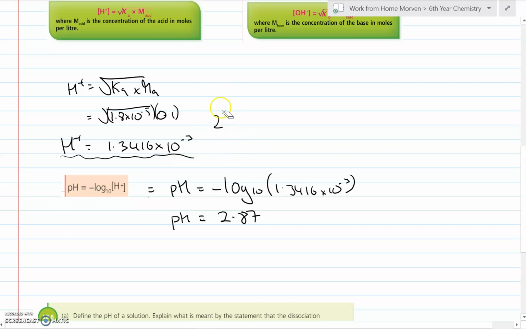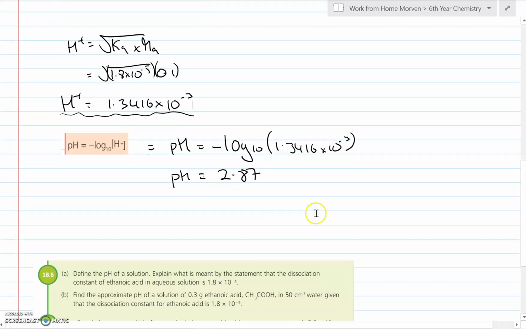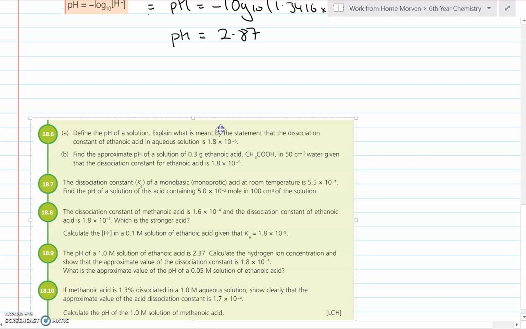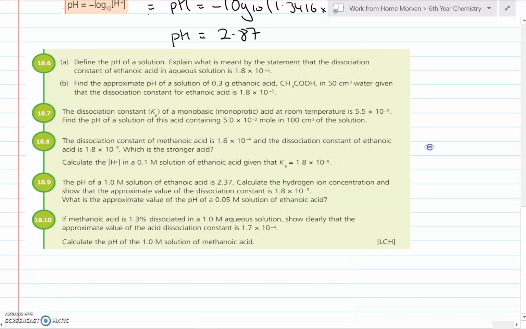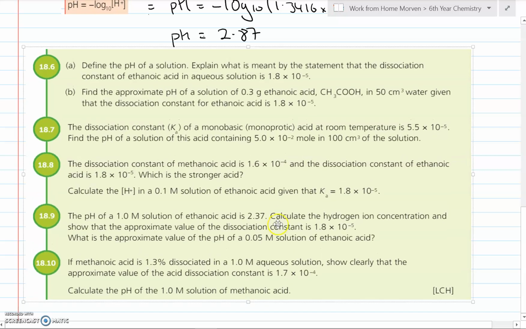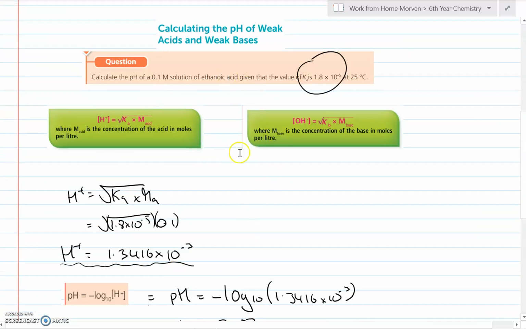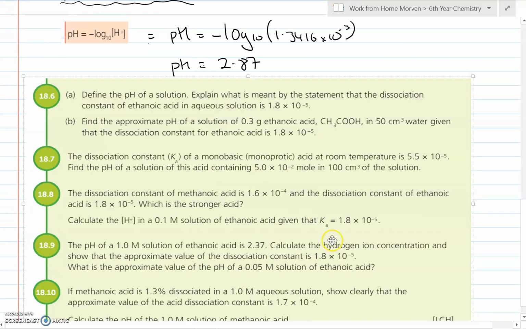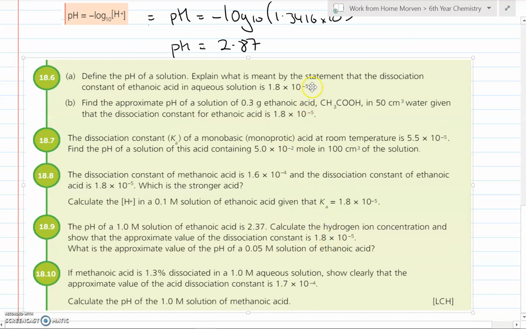Right? So guys, there are the calculations I want you to be working on over the next couple of days, well, today and tomorrow. So here are the questions. They are at the back end of the chapter. I want you to work through them. They're all based on these guys here, right? So they're pH, weak acids and weak bases, because they all have dissociation constants associated with them. Okay, so I want you to work from 18.6 down to 18.10.